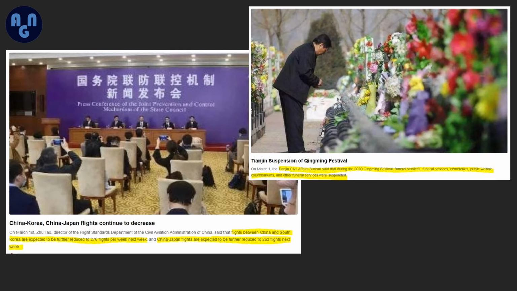The Tianjin Civil Affairs Bureau canceled this festival. I don't know if this is like the Tianjin grave sweeping ceremony. That's usually when families go back to their ancestors' graves and leave flowers, and they also leave these crazy paper cell phones and paper fake money so that they can make calls in the afterlife. But I don't know if it appears to be just a Tianjin festival. So it's not the national grave sweeping ceremony, probably. But anyways, that was canceled in Tianjin.